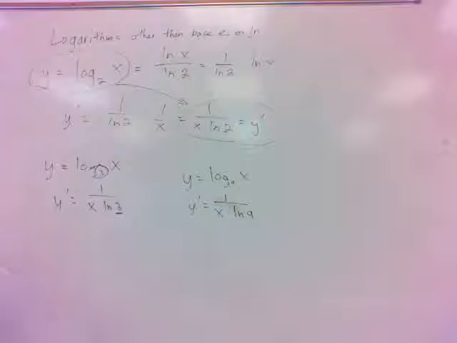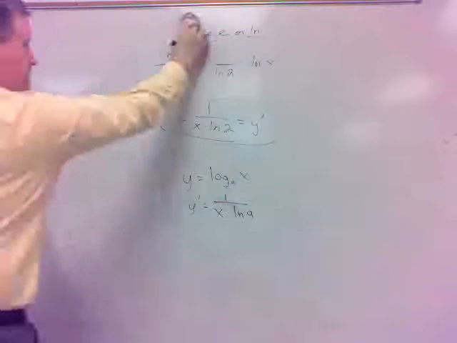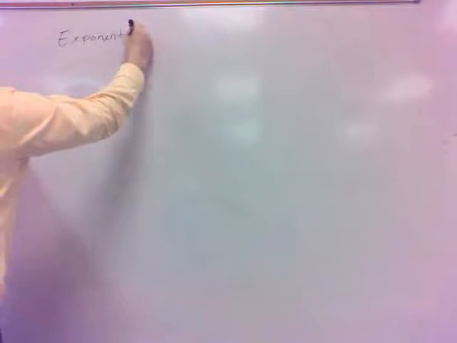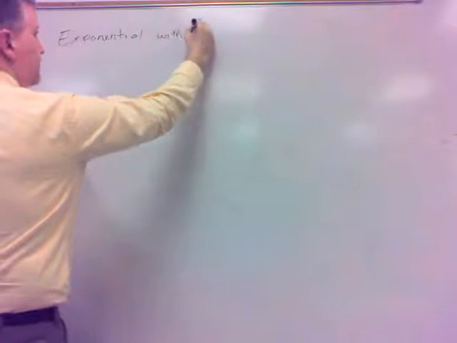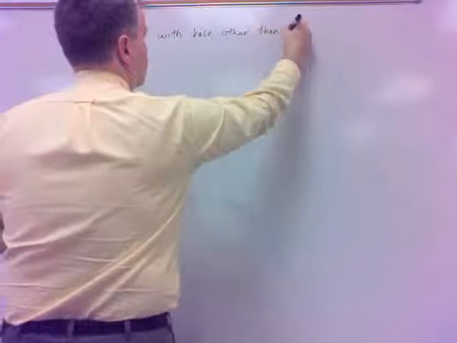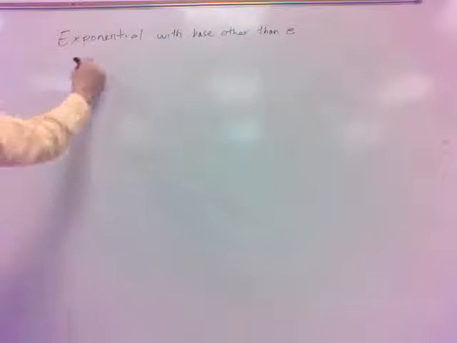All right, now, similar thing happens when we have an exponential other than base e as well. We haven't talked about those, but something similar happens there. So we've got an exponential with a base other than e. Like 2 to the x. f of x equals 2 to the x.